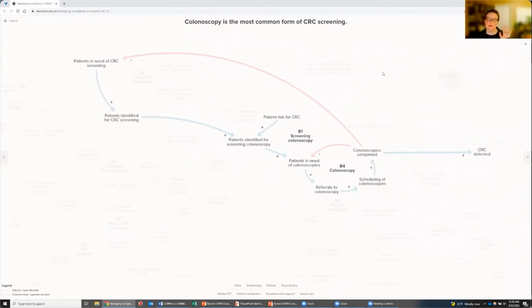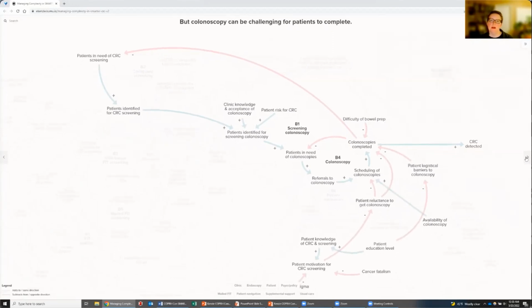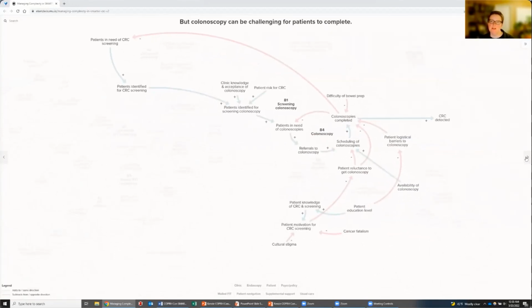When people need colonoscopies and are referred, they schedule, they get the colonoscopy, it reduces the number of patients in need of screening. And patients who are higher risk for colorectal cancer should be screened with colonoscopy. That's the standard of care. But colonoscopy can be challenging for patients to complete.